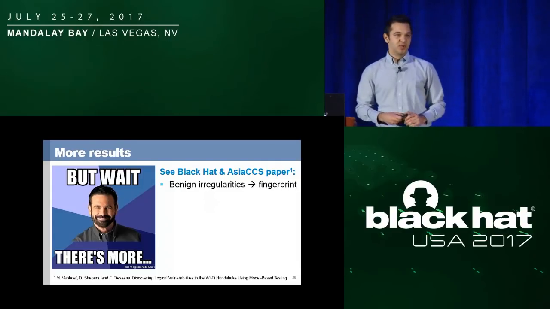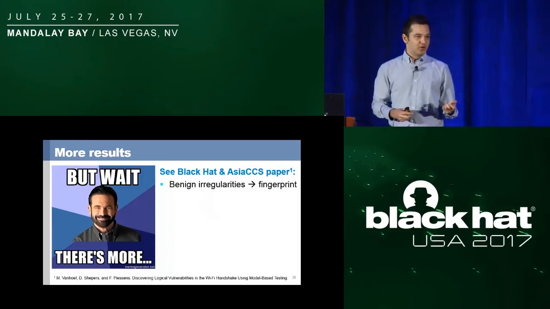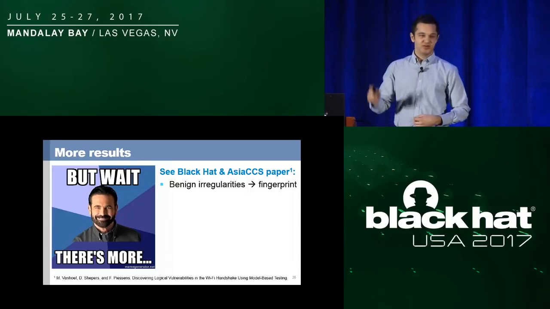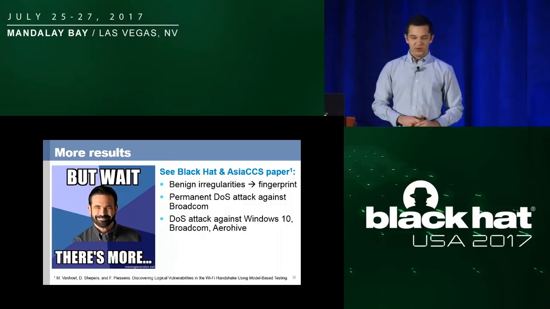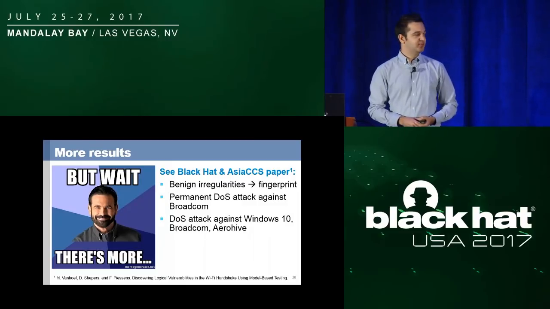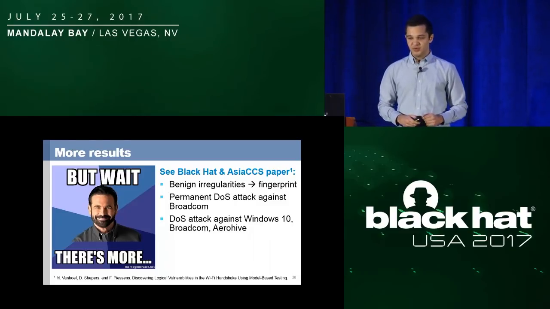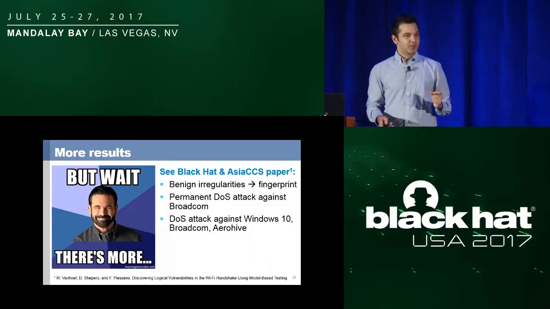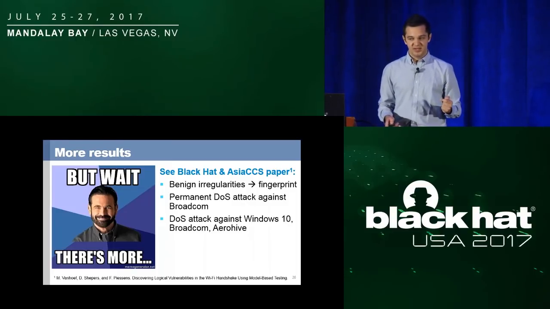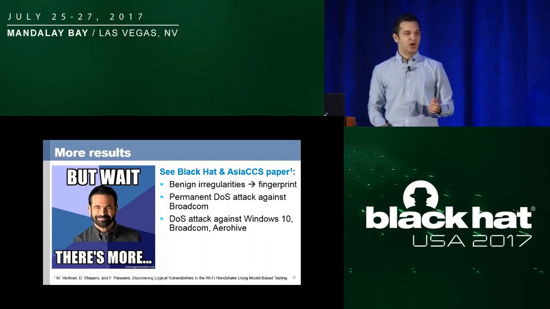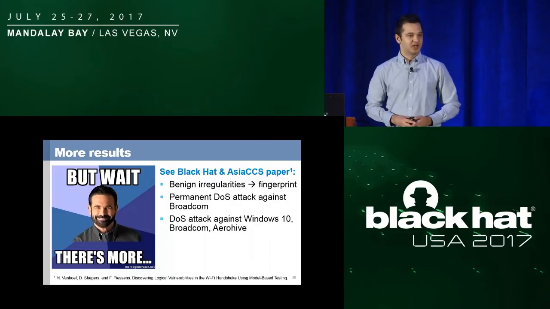So we found things like basically benign irregularities where an implementation deviates from the specification, but this does not result in an attack. But you can use this to fingerprint an implementation, of course. You can determine, is this a Cisco access point, is this a Microsoft access point, or whatever. We also found other denial of service attacks, so those seem to be quite common. For example, a permanent denial of service attack against Broadcom, but you do need to know the password of the network to carry out that denial of service attack, so you need to have an insider threat. And against Windows 10 and Arrowhive, we also found another insider denial of service attack.